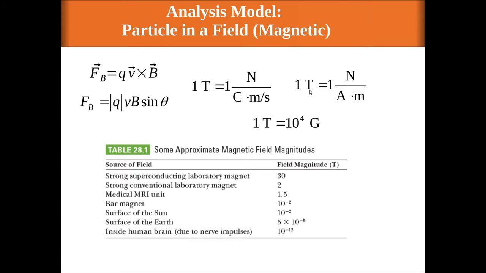But 1 Tesla is really, really big. It's not a realistic number in everyday life, actually. So we prefer to use Gauss. And 1 Tesla is equal to 10 to the 4th Gauss. And this is a little bit confusing because usually we use orders of magnitude in powers of 3, the kilo, the mega, giga, if you remember, but for the magnetic field, this is the power of 4.